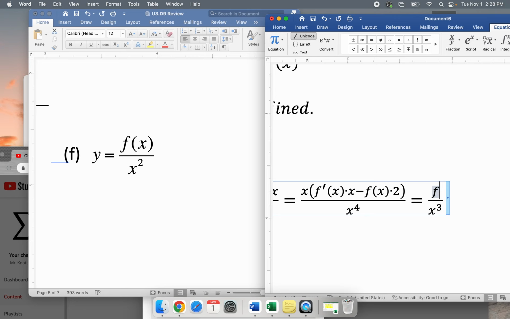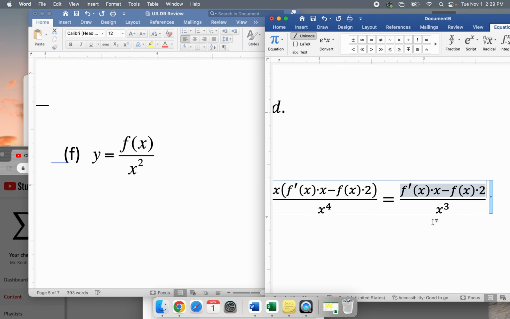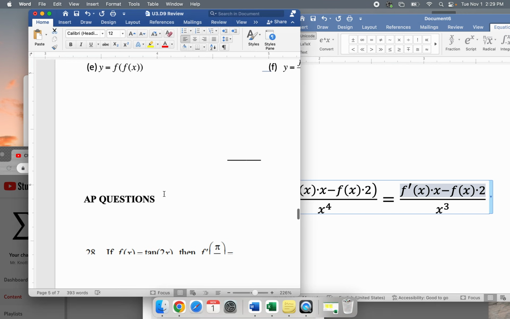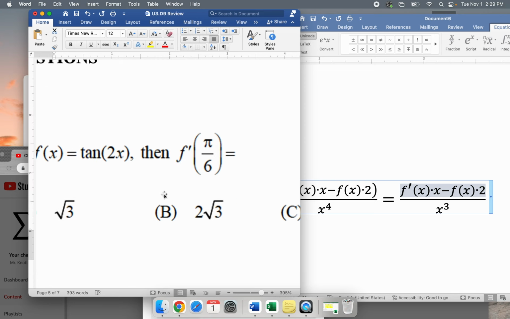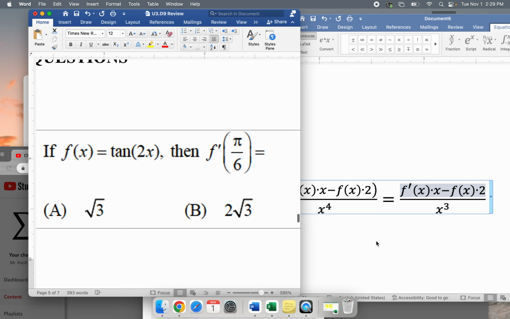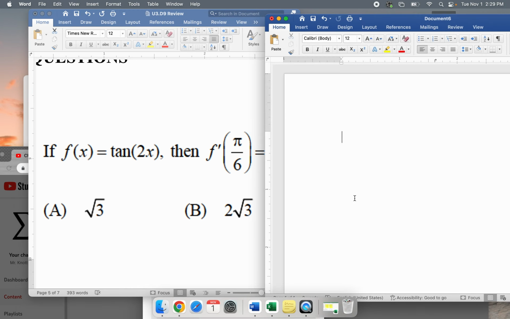So f prime of x times x minus f of x times 2, all over x to the third. And then you just have to plug in 2, and you can do that on your own. Okay, I don't think that I need to go through that. Okay, 28. This could be annoying with the evaluation of the trig functions, I suppose.